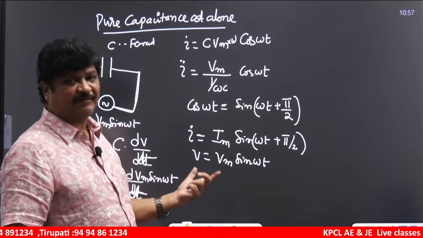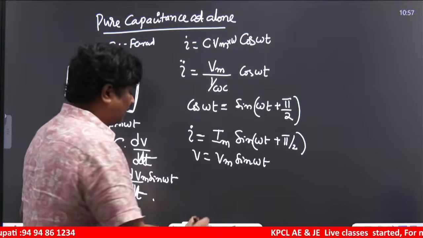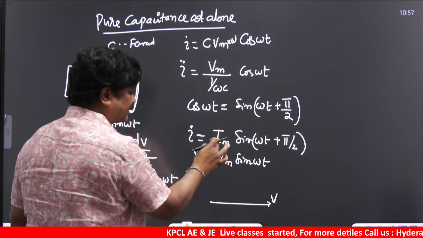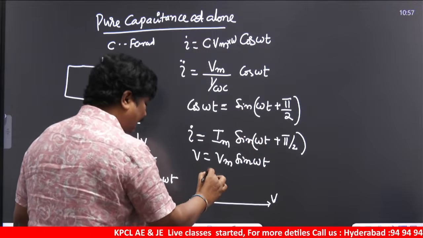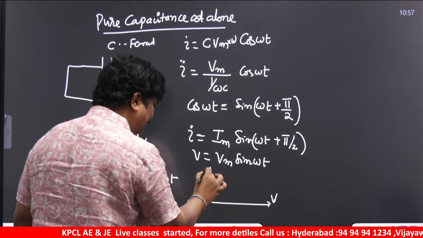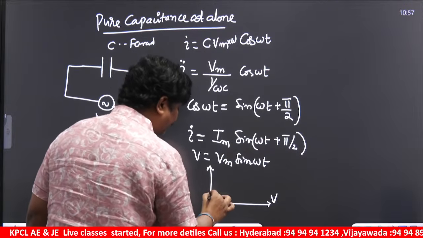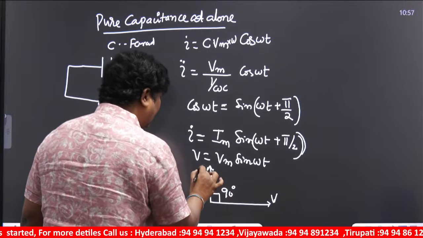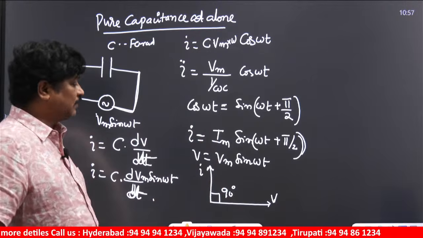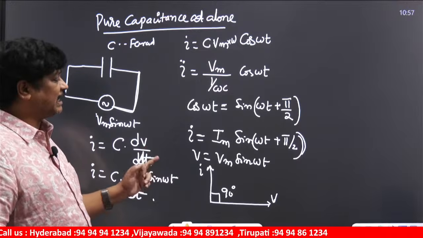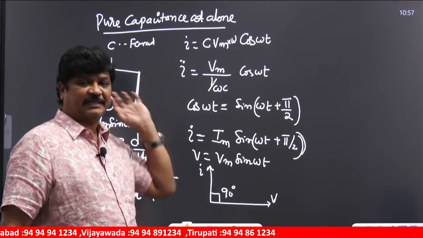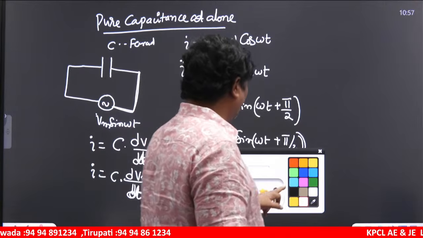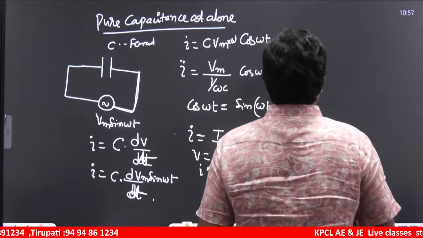If you want to draw the vector diagram for this, our voltage is here. It is the reference. Where is the current I? Current I is here like this, 90 degrees leading. Now, the angle between voltage and current here is also 90 degrees. Now, tell me, what are the conclusions here?